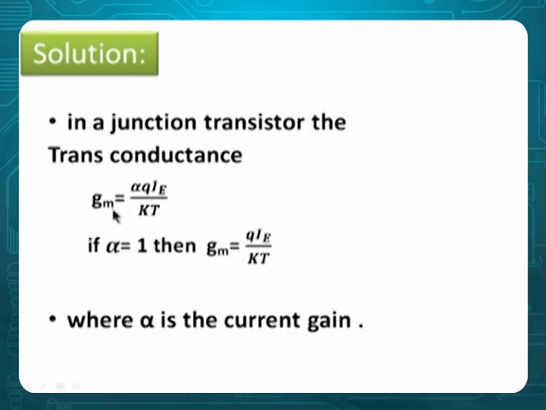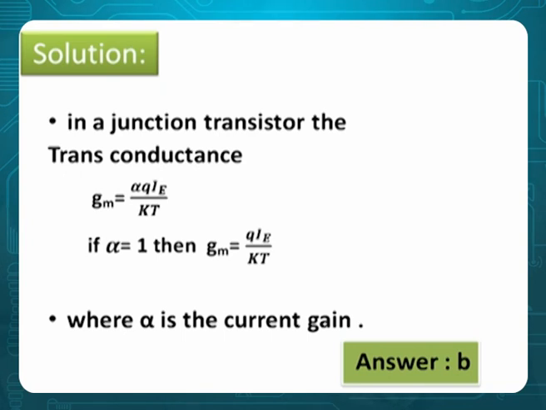Generally, transconductance gm is given by q times IE by kT. What is kT by q? kT by q is basically VT. That's why I said gm is IE by VT. So now what will happen? In a transistor, the transconductance depends on IE, and hence alpha is the current gain. So you can take alpha, q, VT (kT by q is called VT), and IE. So transconductance is based upon the current gain.